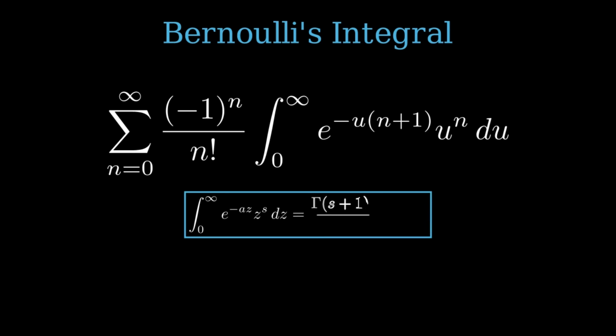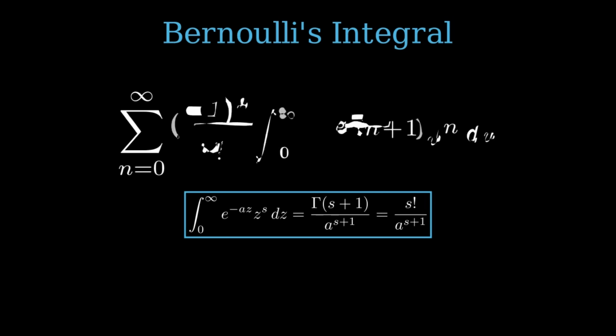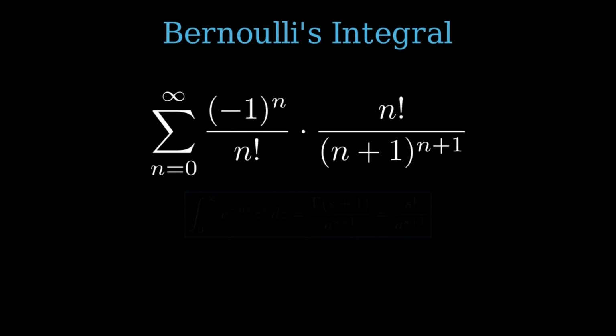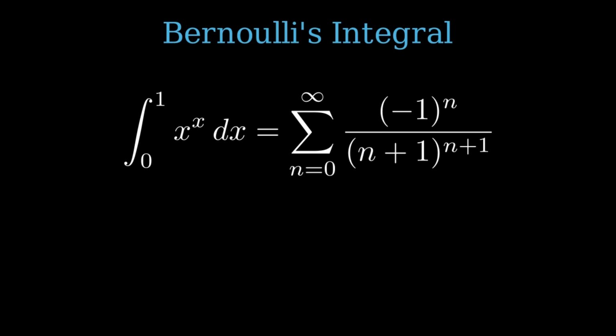I hope you know this gamma function identity in the factorial form. Use the identity to evaluate this exponential integral. Now cancelling out this factorial n, and this is our final infinite sum expression.